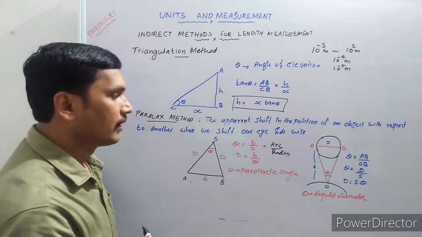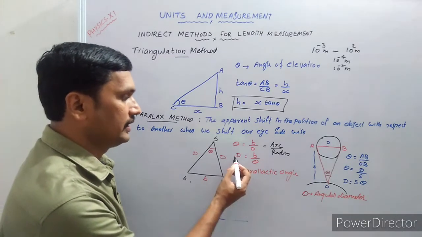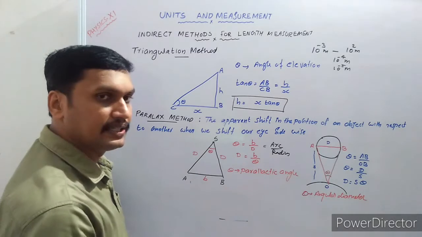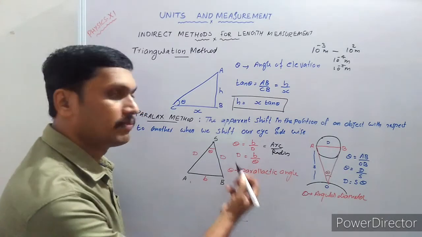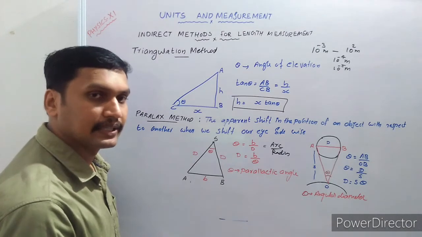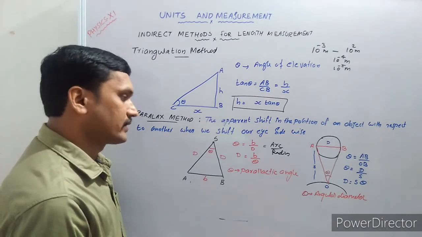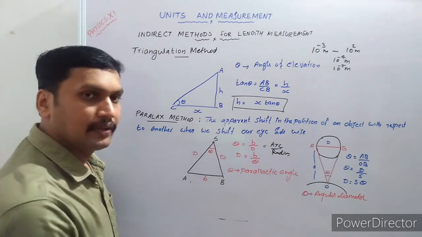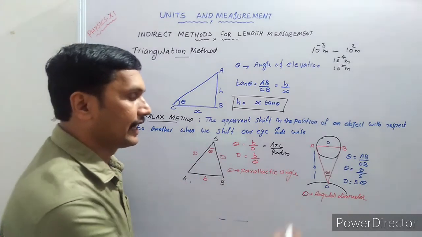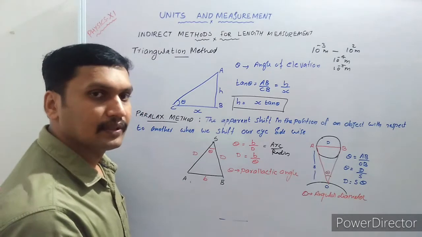Theta is equal to B by D, or D is equal to B by theta. That is the distance to the heavenly body by the parallax method. Once we get this distance to that heavenly body, we can also measure the diameter of that body.